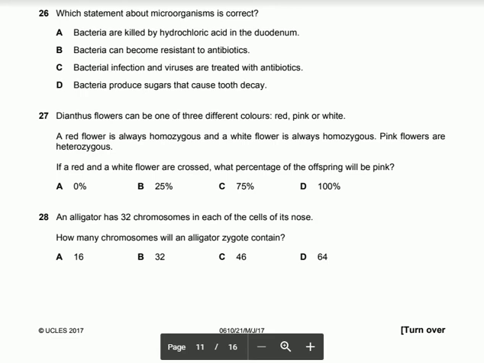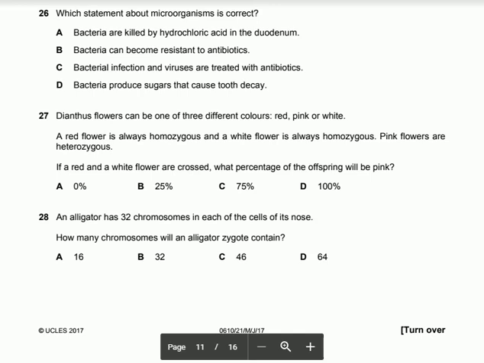Dianthus flowers can be one of 3 different colors: red, pink, or white. A red flower is homozygous, and a white flower is also homozygous. Pink flowers are heterozygous. If a red and a white flower are crossed, the percentage of offspring will be 100% if you draw it on a Punnett square, which I just showed you.